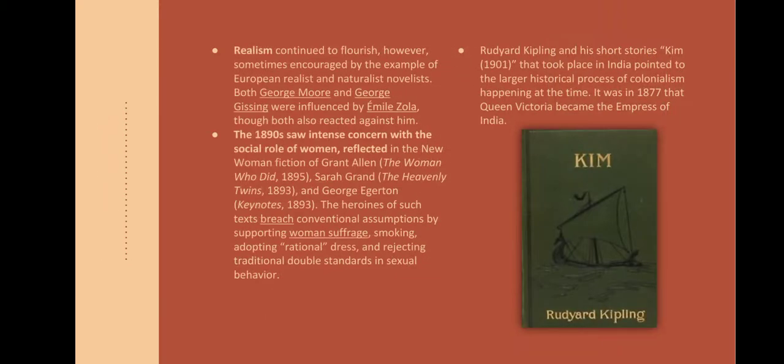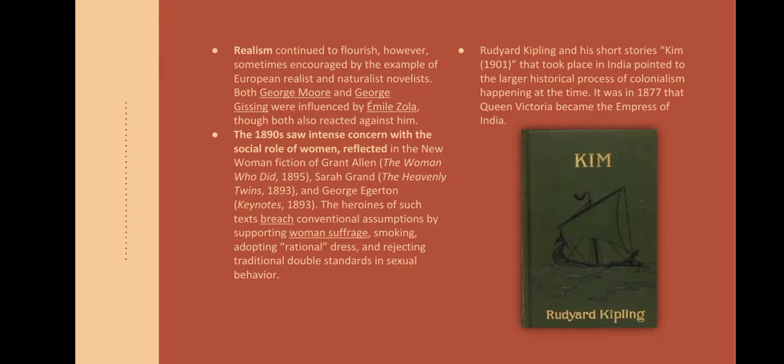Realism continued to flourish, however, sometimes encouraged by the example of European realist and naturalist novelists. Both George Moore and George Gissing were influenced by Emile Zola, though both also reacted against him.